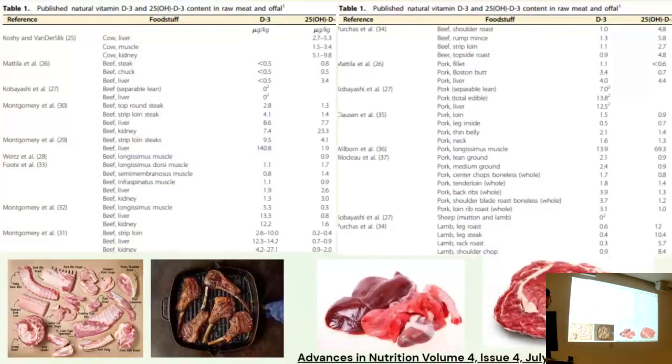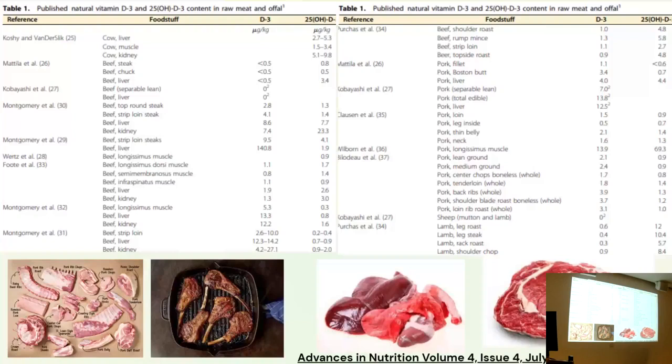Here's some more examples. These are all scientific papers. Reference on here of different vitamin D concentrations based on different organs and different cuts of beef. You can see it does depend on where you take the cut. Beef liver here, very high concentration of vitamin D. Pork liver again very high. Pork very high on here. So offal are good sources.